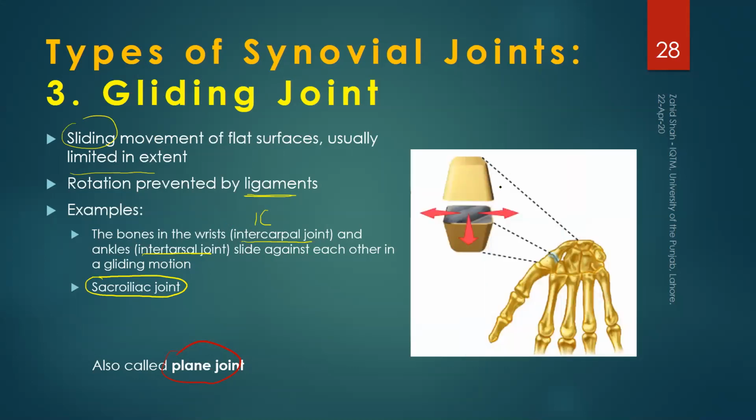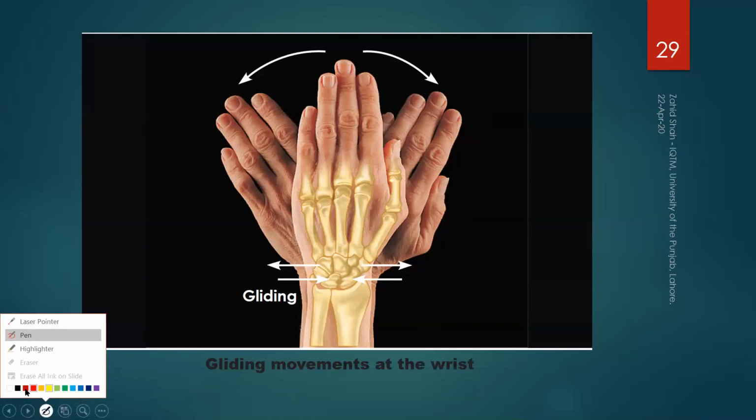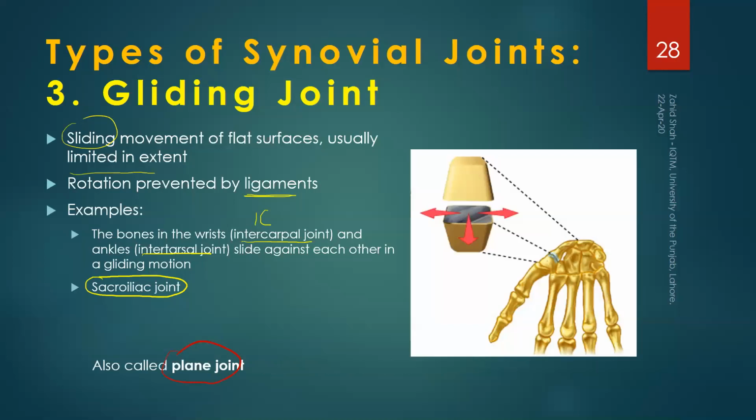So linear movement is possible, as you can see in this figure, and the range of movement is not too big. This is showing the intercarpal joint. As you move your hand right and left, that is because of the joint between these carpals, and that is a gliding or plane joint. Another example is sacroiliac joint. Yet another example is your facet joint, the joint between two adjoining vertebrae. So that is also gliding.